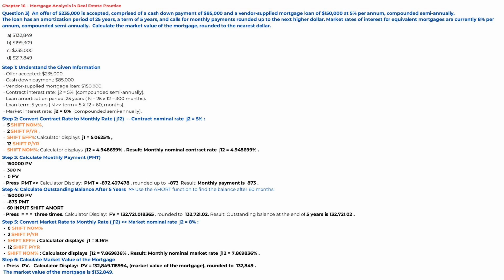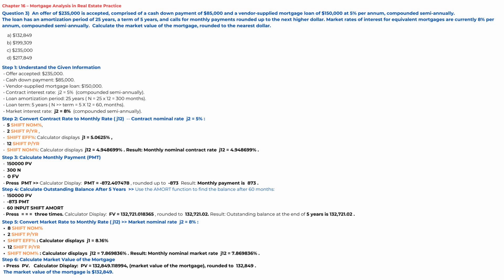Question 3. An offer of $235,000 is accepted, comprised of a cash down payment of $85,000 and a vendor-supplied mortgage loan of $150,000 at 5% per annum, compounded semi-annually. The loan has an amortization period of 25 years, a term of 5 years, and calls for monthly payments rounded up to the next higher dollar. Market rates of interest for equivalent mortgages are currently 8% per annum, compounded semi-annually. Calculate the market value of the mortgage, rounded to the nearest dollar.